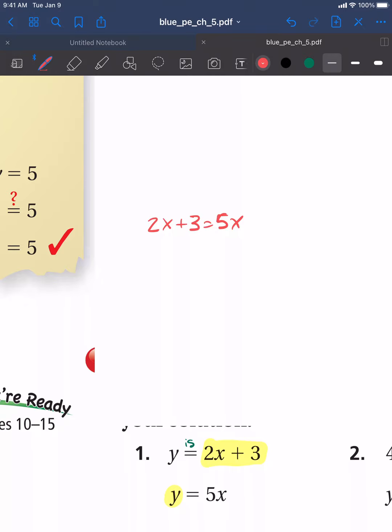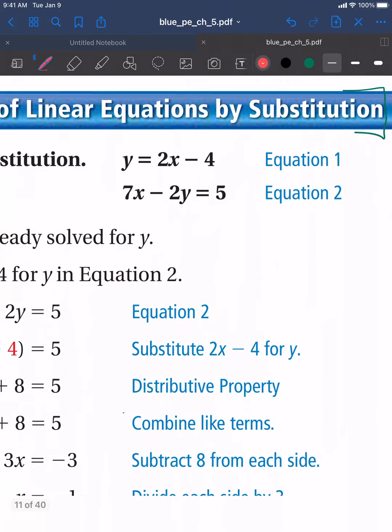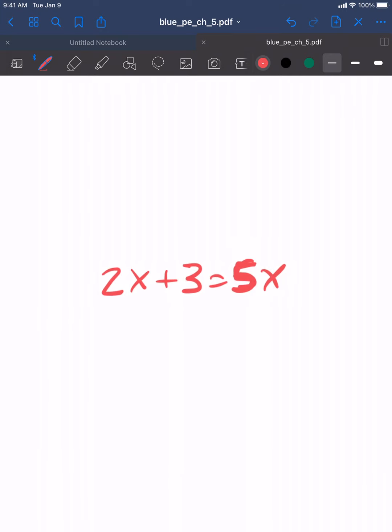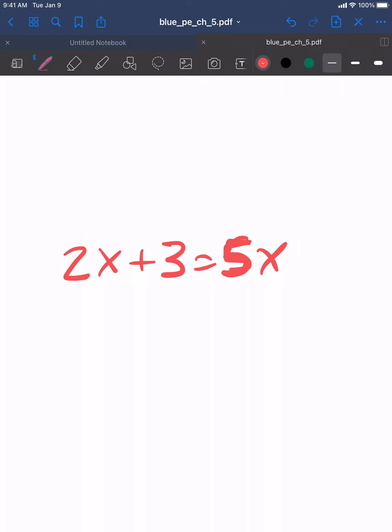Now here's something we haven't seen in a while, and it's different from the one we did up here. My variables are on both sides, correct? I want my variables on one side. Let me show you what would happen if I subtract 5x from this side. You won't have anything on the other side. It would be empty.